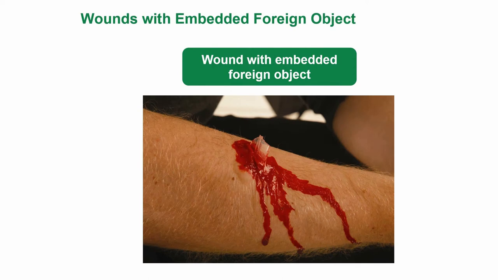Wounds with embedded foreign object. It's very important not to remove the foreign object, as it could be sealing an artery or a vein inside the wound. You remove it and you could start an arterial bleed.